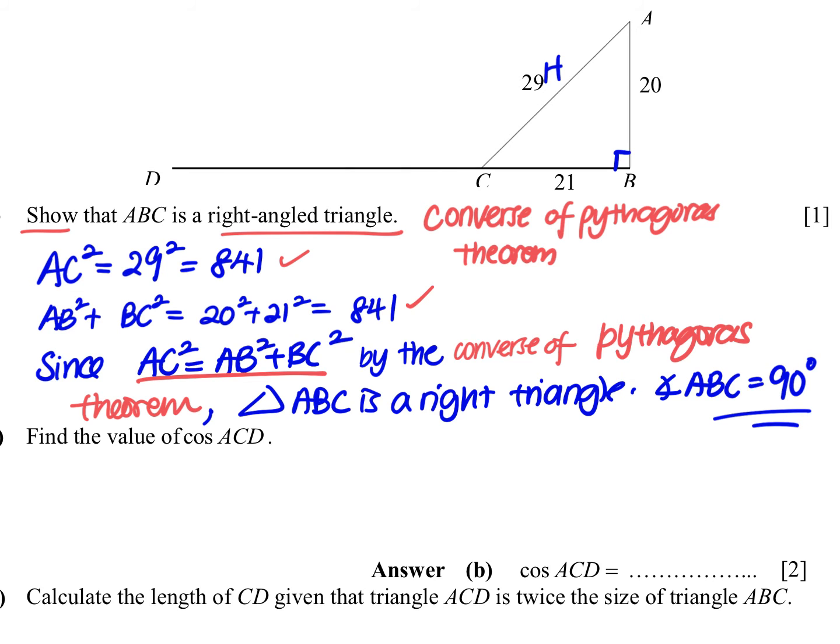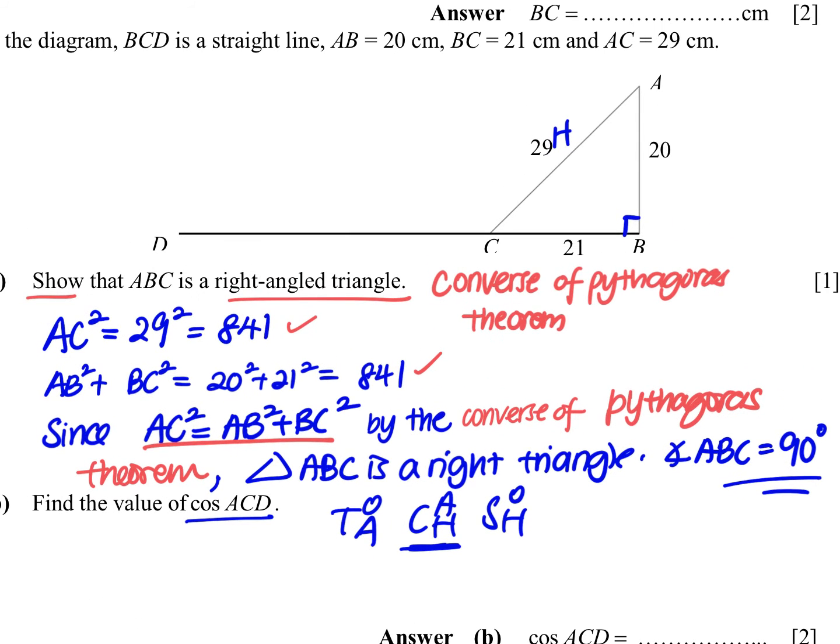Next one, find the value of cosine ACD. I want to get the cosine ratio: what over what? Adjacent over hypotenuse. We have SOH CAH TOA, right? So cosine is adjacent over hypotenuse. But this is cosine of ACD. This one outside, right? Yes, must use the smaller one over here.